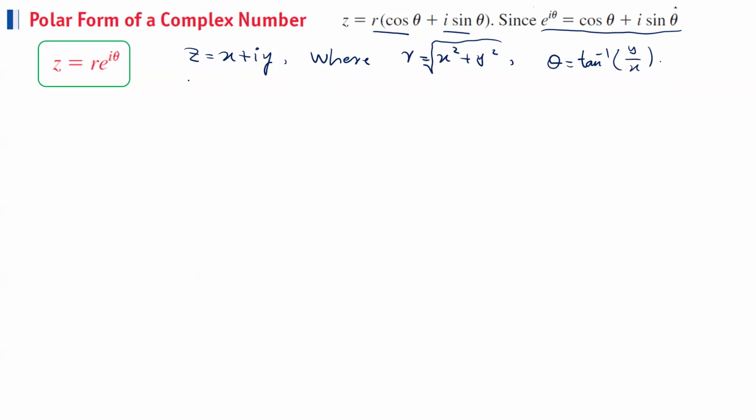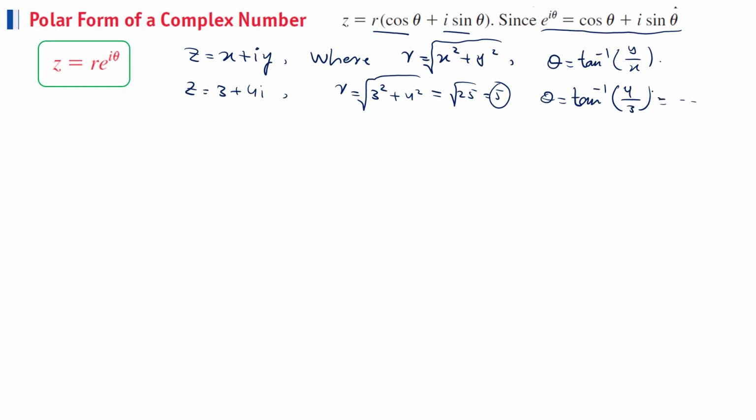For example, let's take 3 plus 4 iota. For this, r will be equal to the square root of 3 square plus 4 square. So it will be 9 plus 16, 25. This will be 5. So the length of this complex number is 5, and the angle will be theta equals tangent inverse y by x. So y is 4 and x is 3, and this will give theta. So the theta will come here for this particular complex number, the r will come here, and that will be its polar representation.